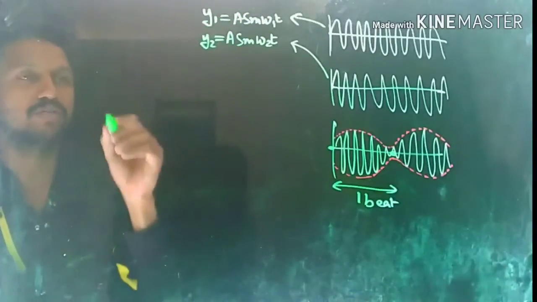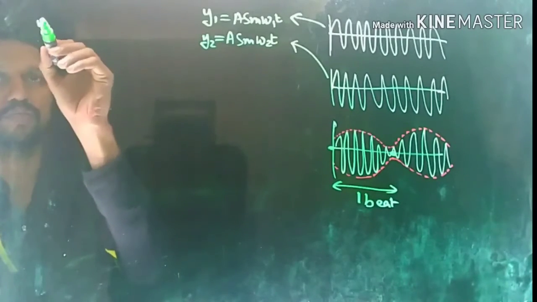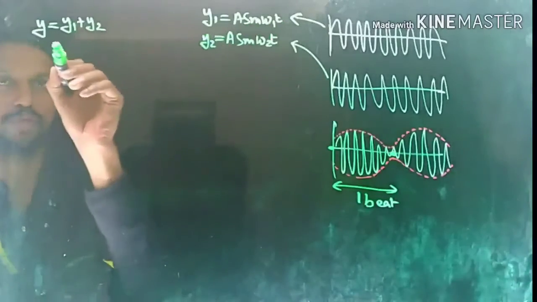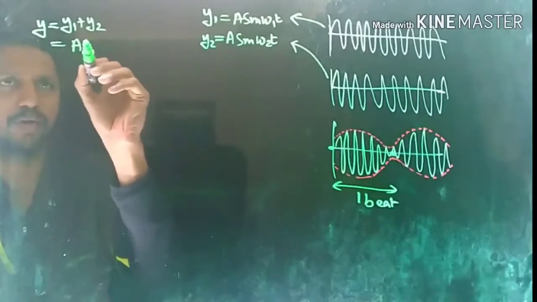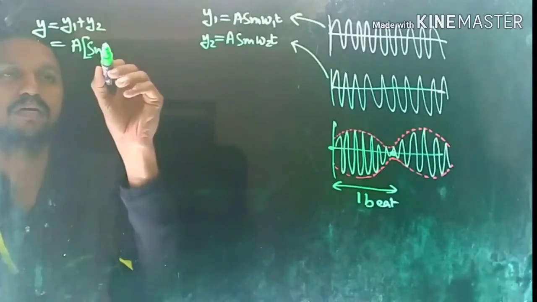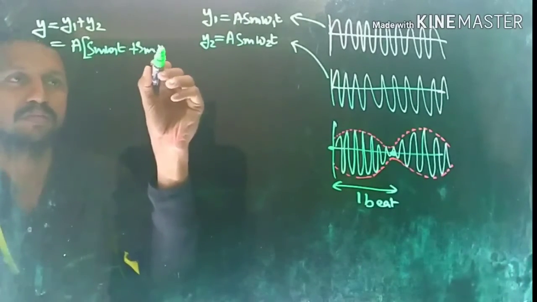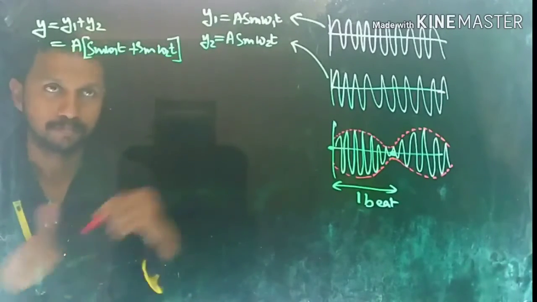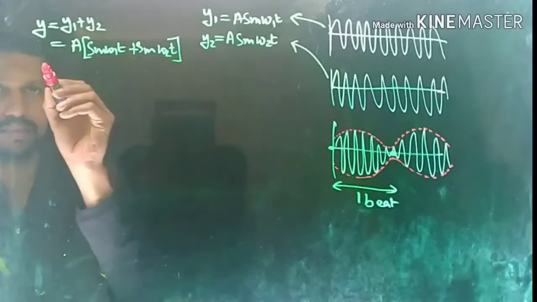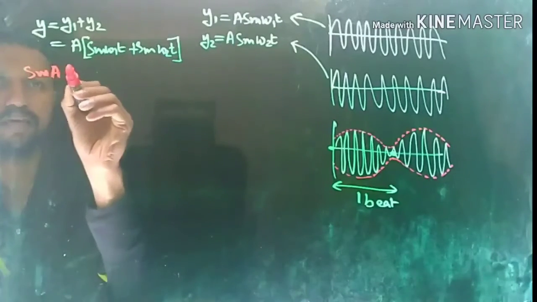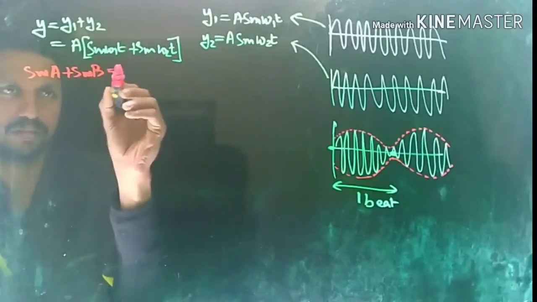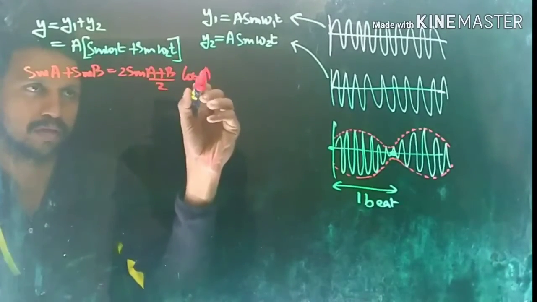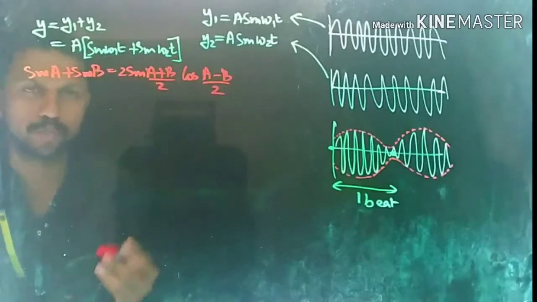These two waves will combine to form the beat wave. Therefore, the beat wave's equation will be y is equal to y1 plus y2. On substituting the values, we could take a common out, and the remaining is sin omega 1 t plus sin omega 2 t. Then let's use a trigonometric identity: as we know, sin A plus sin B is 2 sin (A plus B)/2 cos (A minus B)/2. There's a trigonometric identity like this.